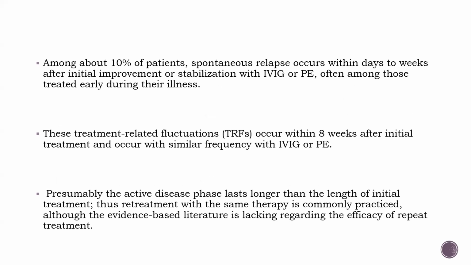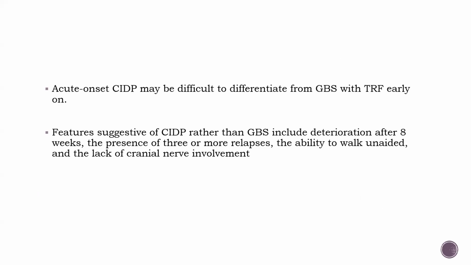Among about 10% of patients, spontaneous relapse occurs within days to weeks after initial improvement and stabilization with IVIG or plasma exchange, often among those treated early during their illness. This treatment-related fluctuation occurs within 8 weeks after initial treatment and occurs with similar frequency with IVIG and plasma exchange. Presumably, the active disease phase lasts longer than the length of initial treatment. Retreatment with the same therapy is commonly practiced, although the evidence-based literature is lacking regarding the efficacy of repeat treatment.